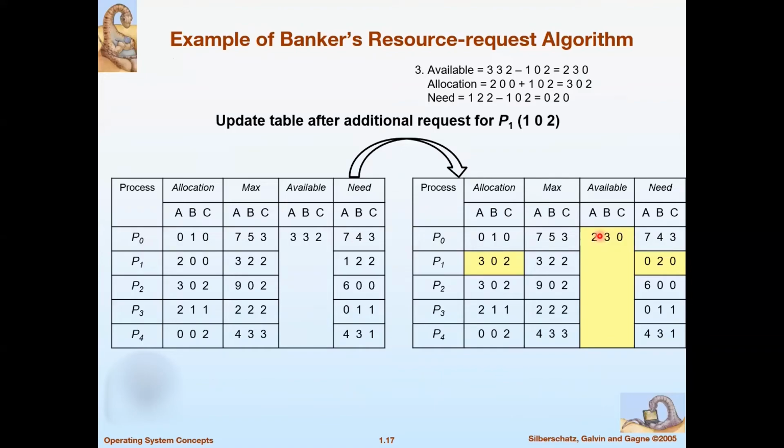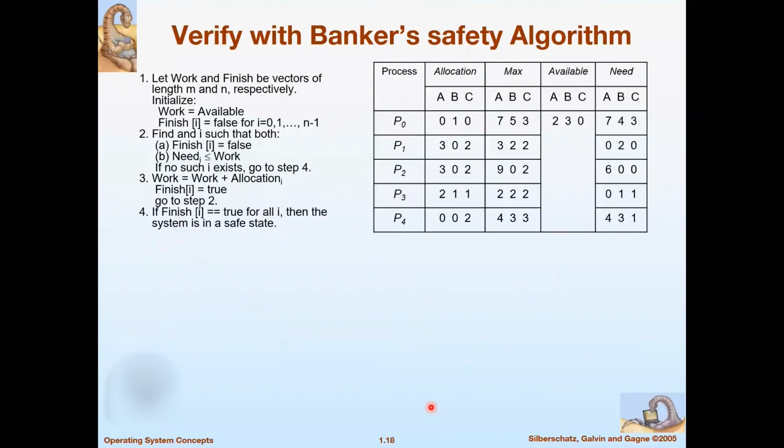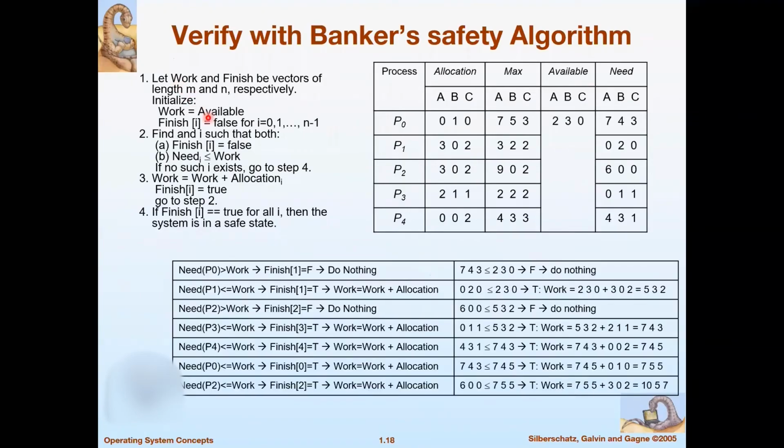So after modifying the state, what we have to do is see whether this state is safe or not. So we have to start the safety algorithm first. First we check for process P0. Need of P0 is 743 and available is 230, which is less than the need of P0. So P0 cannot be completed.